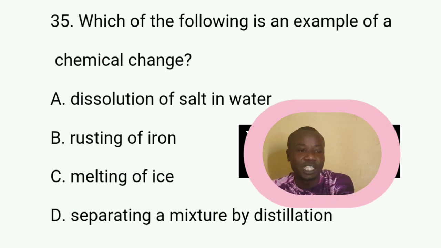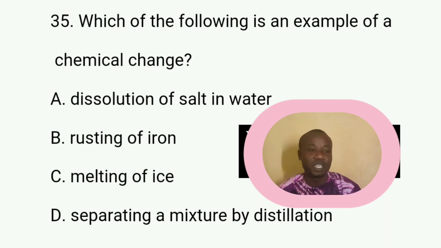Let's look at question 35. Which of the following is an example of chemical change? A, the solution of salt in water. B, rusting of iron. C, melting of ice. And D, separating a mixture by distillation. So meaning 3 of the 4 are physical change, while 1 is chemical change.